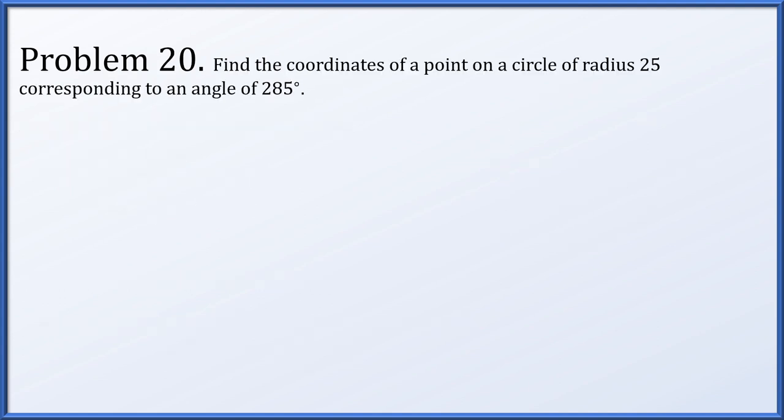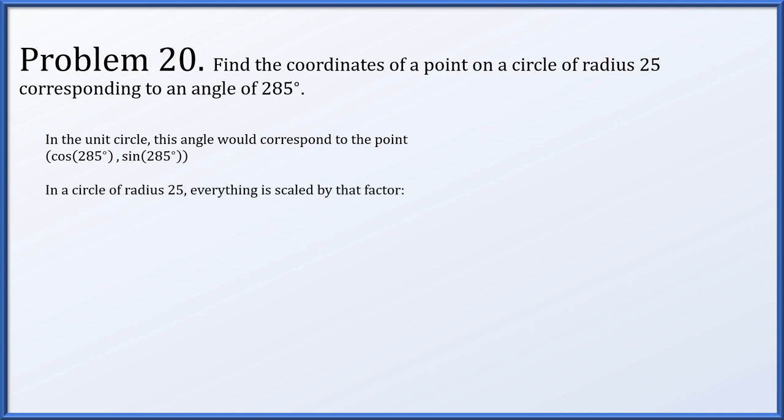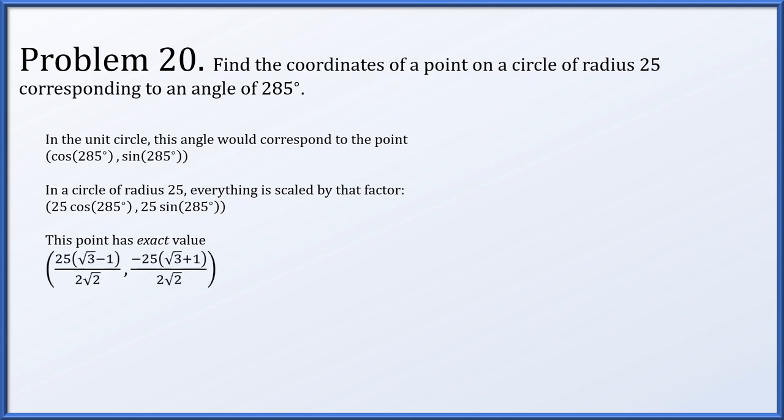Problem 20, find the coordinates of a point on a circle that has radius 25 and corresponds to an angle of 285 degrees. Now in the unit circle, if you are looking for a point corresponding to an angle, that's just the cosine of the angle, comma, the sine of the angle. In a circle of radius 25, everything has been made 25 times bigger. So this has coordinates 25 cosine 285 degrees, comma, 25 sine 285 degrees. As it happens, this point can exactly be given by the following: 25 times the quantity root 3 minus 1 over 2 root 2, comma, negative 25 times the quantity root 3 plus 1 over 2 root 2.